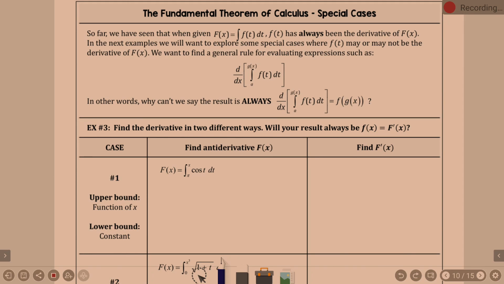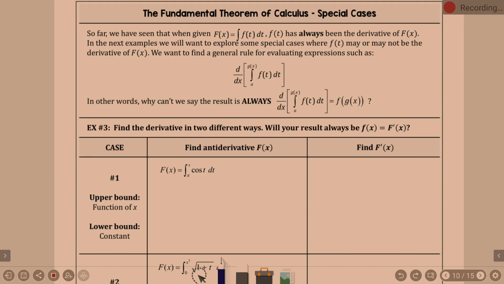Okay, and so this goes into the special case of why we can't just say, because technically when it's the derivative of an integral from a constant to a variable, you just plug that variable in. That's fundamental theorem of calculus part 2. But it's not always going to be that way. And so these are the special cases.